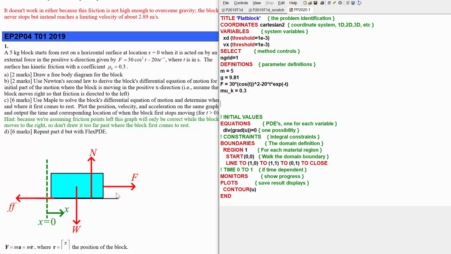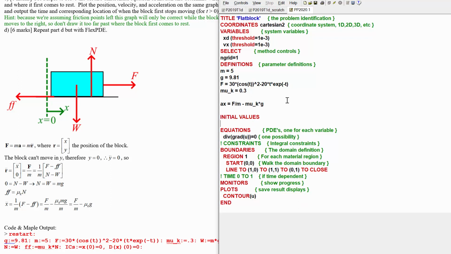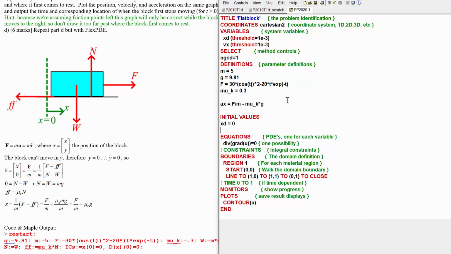Okay, next up, we could similarly assign all of these intermediate variables, or just go right to the final thing here and say that the acceleration in x is equal to f over m minus mu k times g. We don't need initial values because they happen to all be 0, but if you wanted to assign them anyway, you could say xd is equal to 0, vx is equal to 0. Again, this is the default, so this whole section doesn't need to be there.